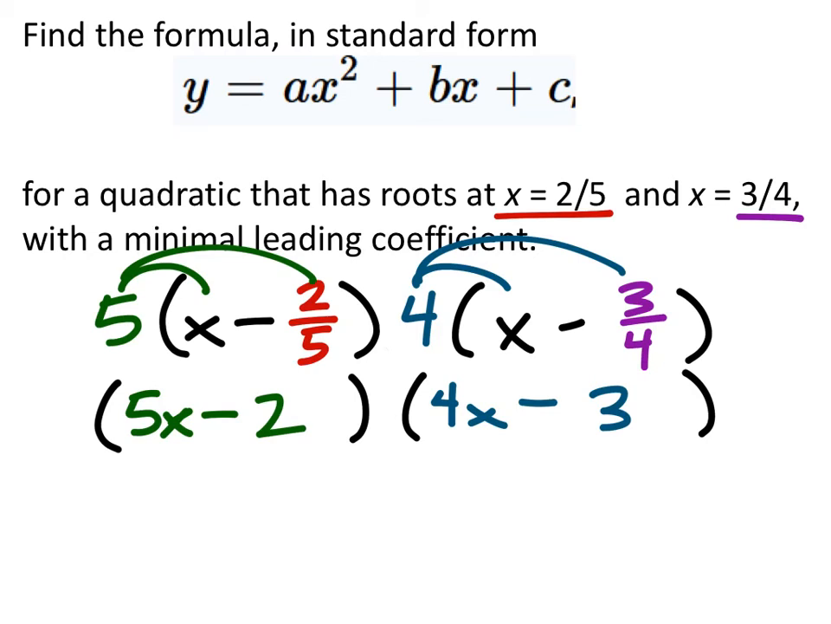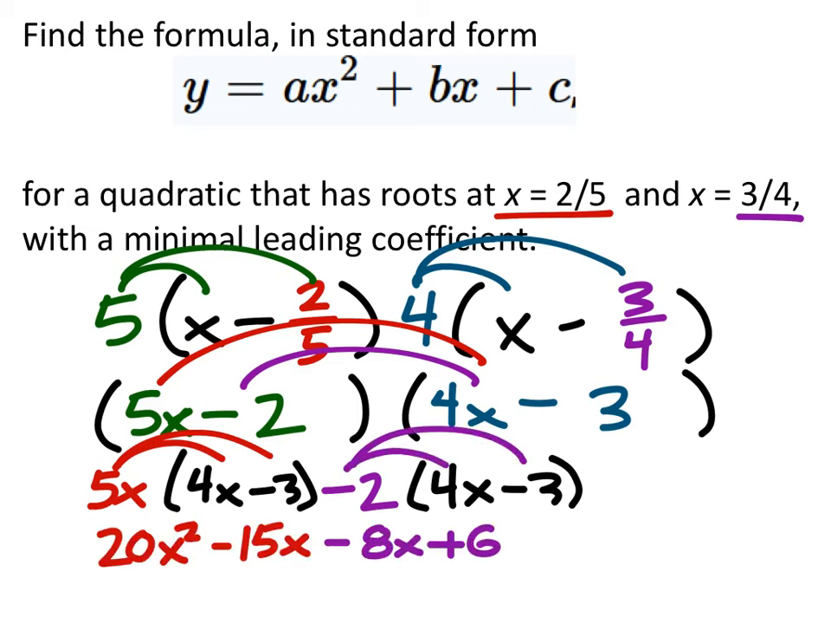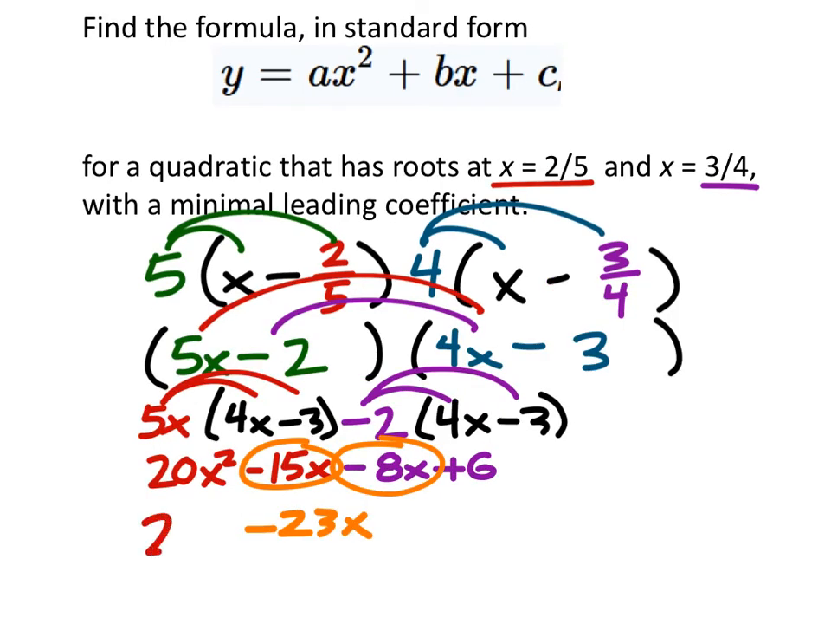All right. So we need to distribute the 5x into that parentheses, and then I need to distribute this negative 2. Well, let's actually distribute the 5x and the negative 2 now. Now I've only got one set of like terms to combine right there, right? That negative 15x and the negative 8x. And we got 20x squared minus 23x plus 6. Done.